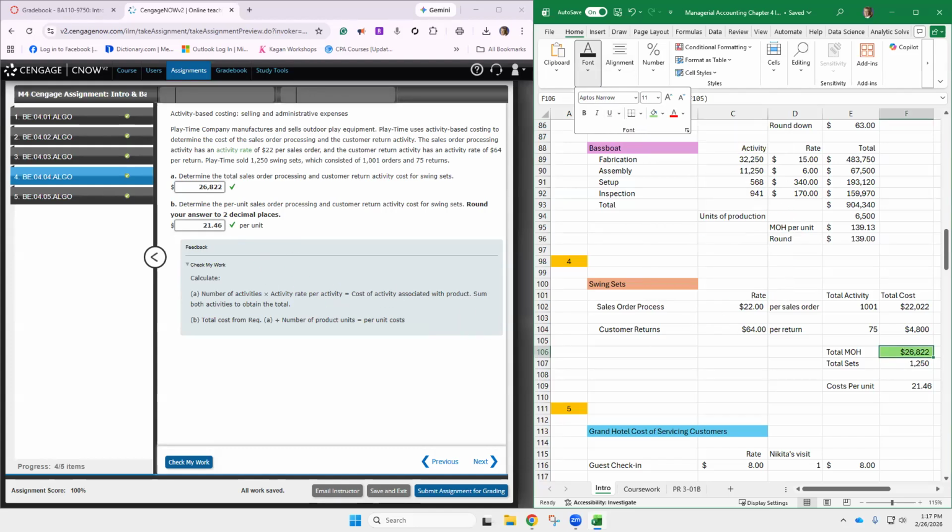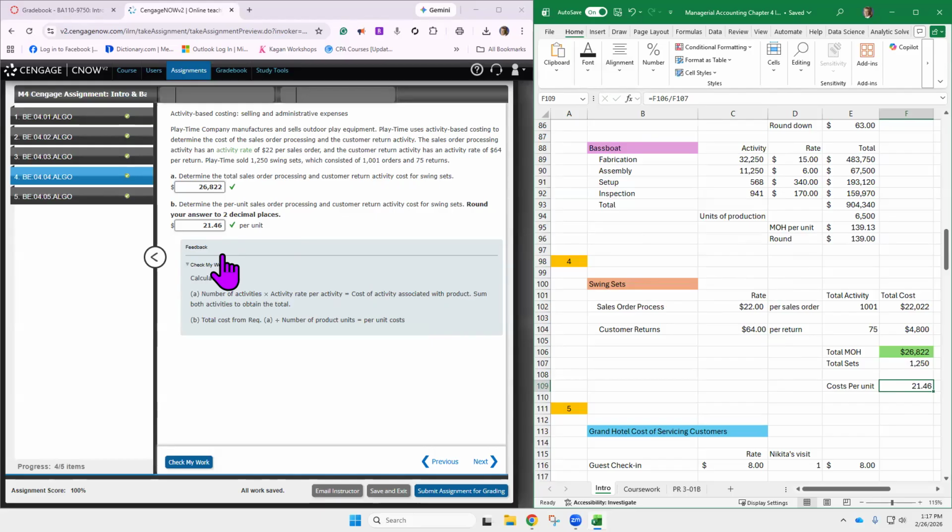And then we're going to divide by the total amount of sets. So they gave us that way over here. So we're going to divide by 1,250. And when you do, you get 21.46. So then that becomes the per unit sales order processing and customer return activity cost for swing sets.